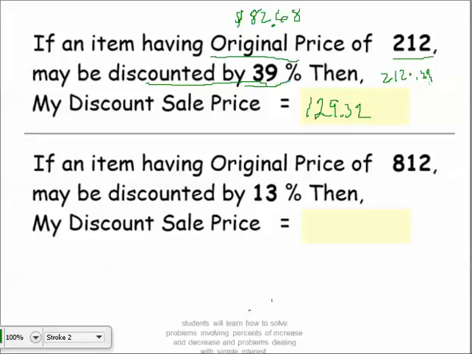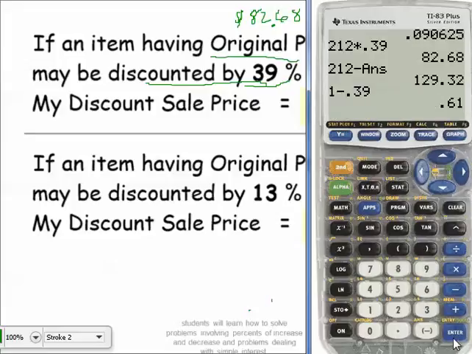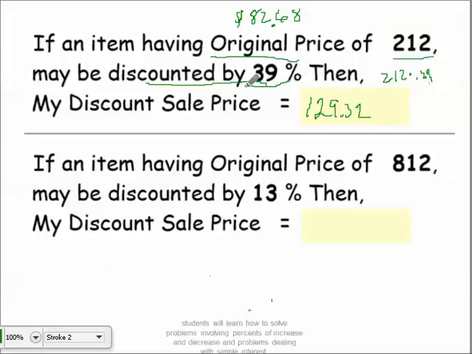Another trick that you might need to know. Sometimes, if I took that 39%, 1 minus 0.39 is equal to 0.61. And then if I multiply that times 212, I get that same $129.32. How'd you do that? Because if they discounted it by 39%, that means they're selling it for 61%. That's how much was left. And then you can multiply times that percentage and get the value that they're selling it for. Okay?